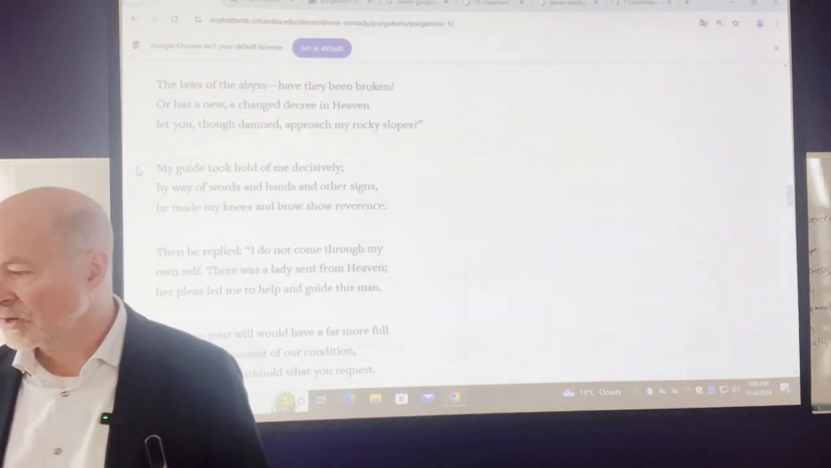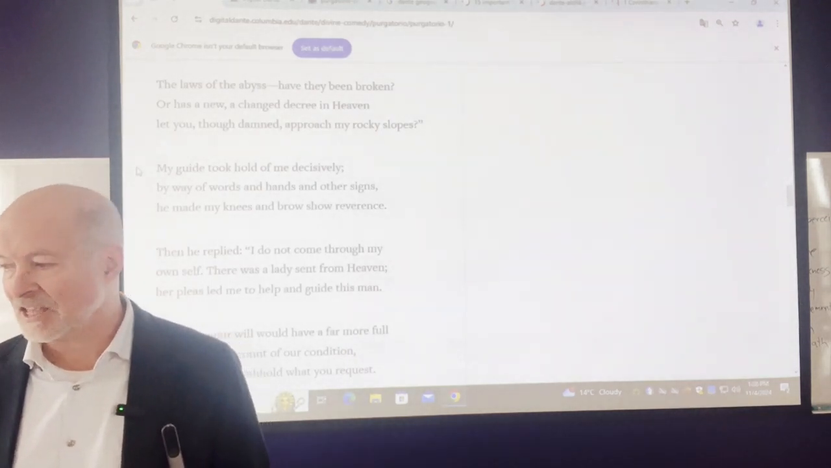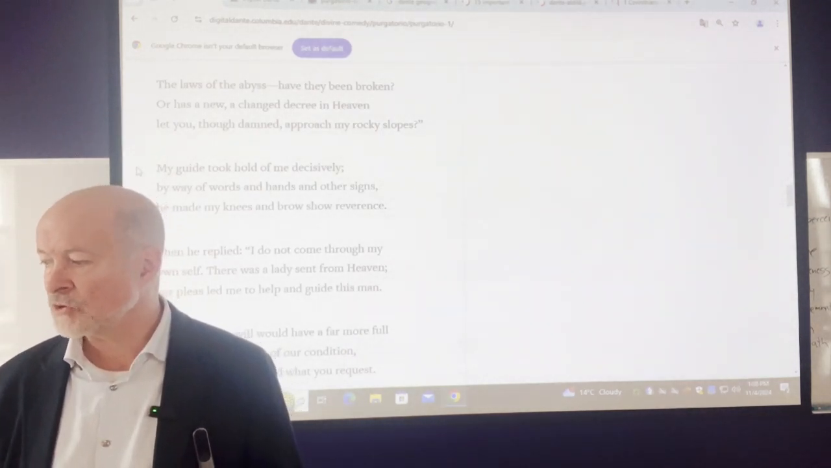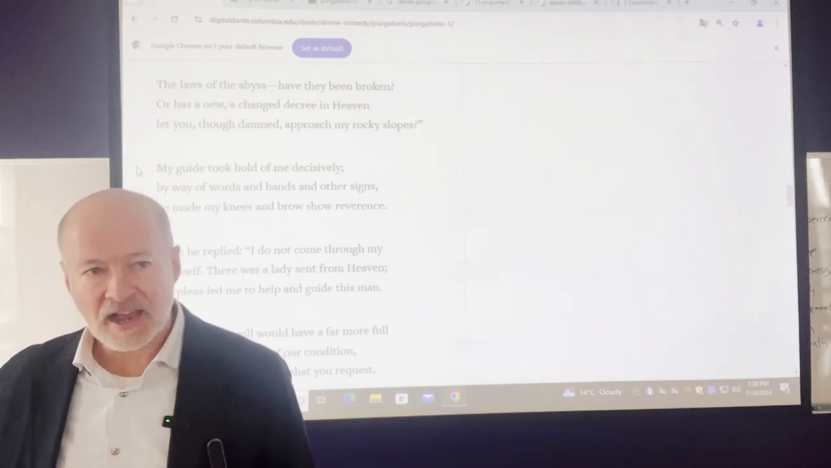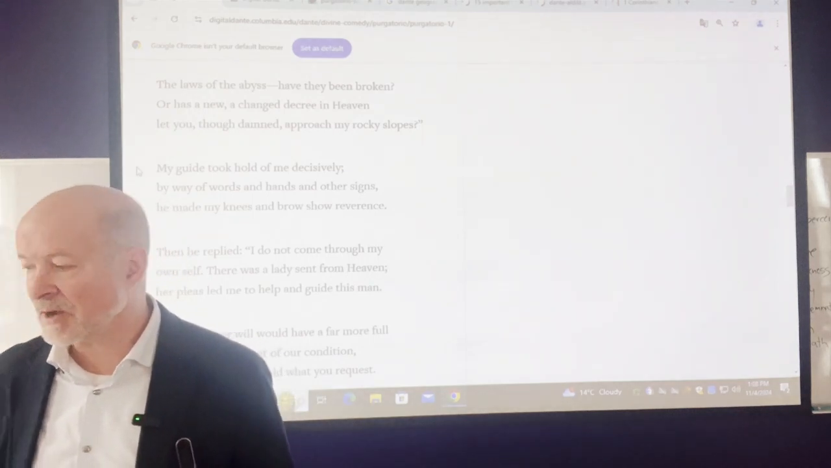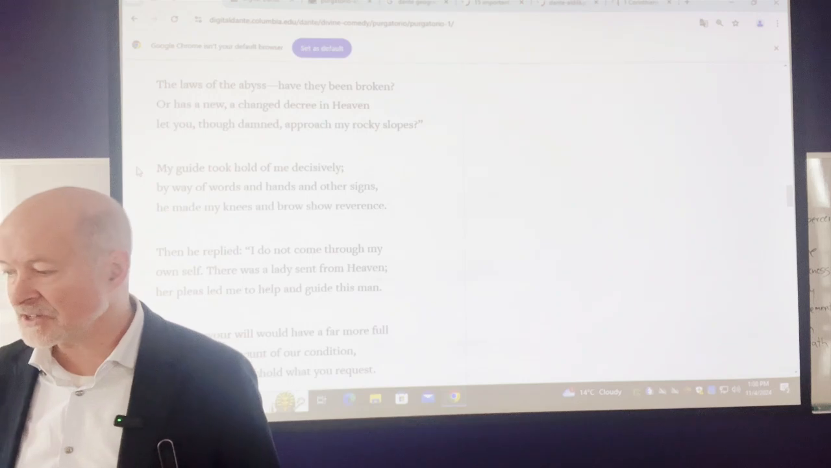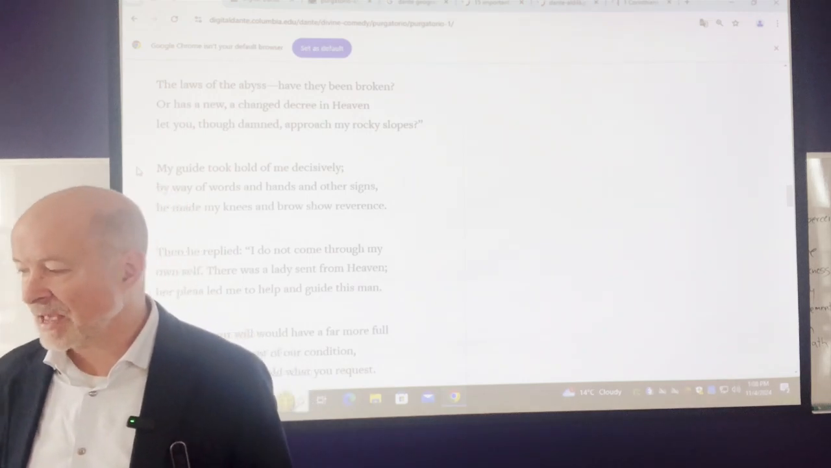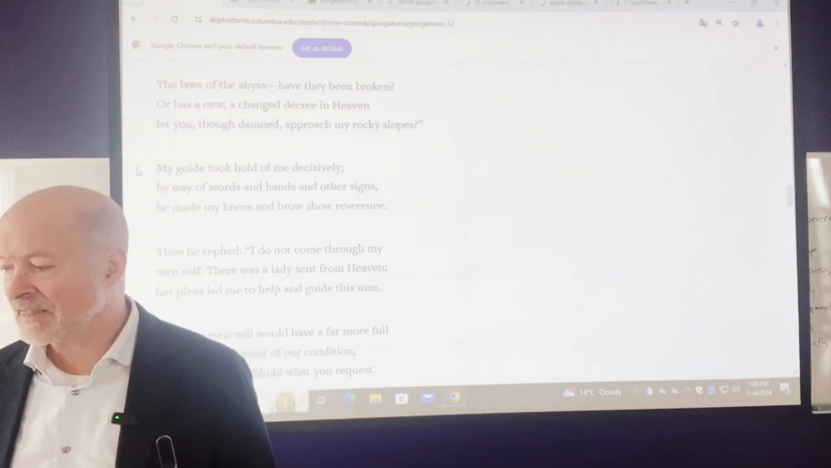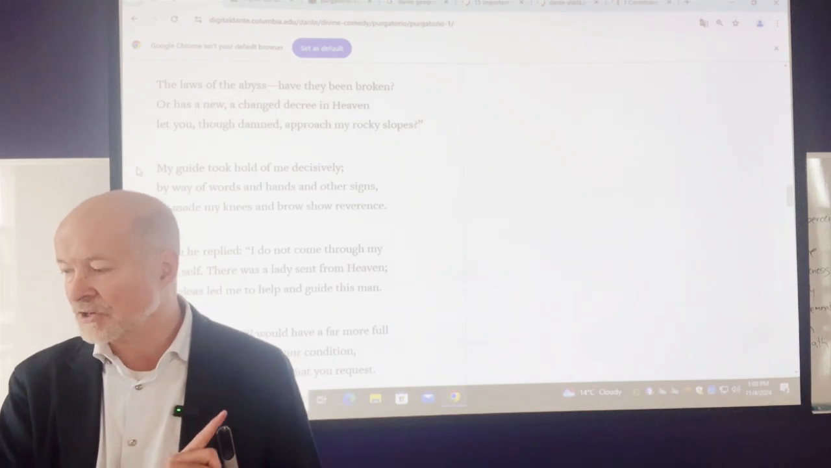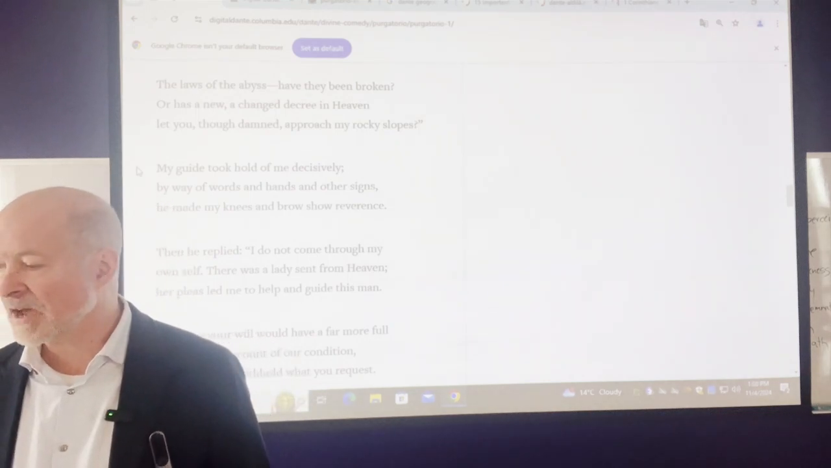Or has a changed decree in heaven let you, though damned, approach my rocky slopes? My guide, Virgil, took hold of me decisively by way of words and signs, and hands rather. He made my knees and brow show reverence. Then Virgil replied, I do not come through my own self.